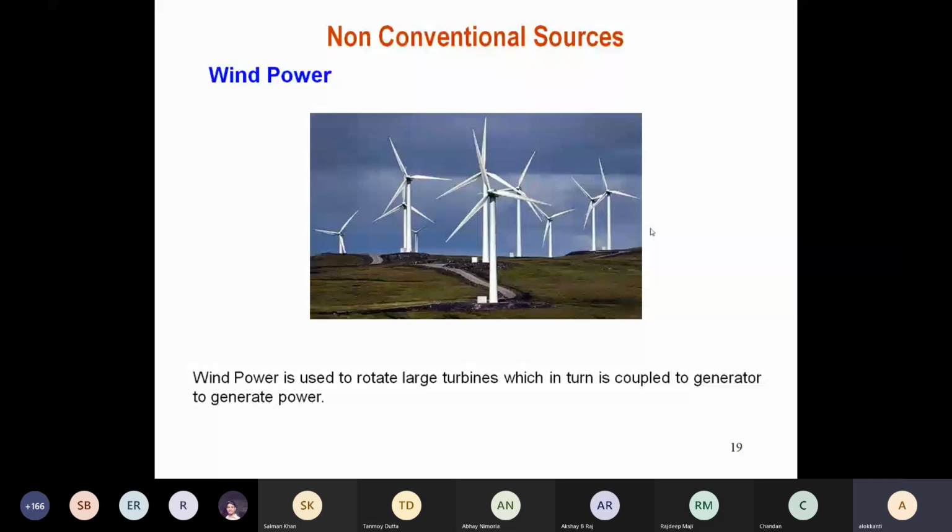Excuse me, sir. What will happen if the wind blows at a very high speed? No, these are all designed considering different types of weather measurements. They know the weather pattern of that region, and they make these structures such that they can withstand high speed also.